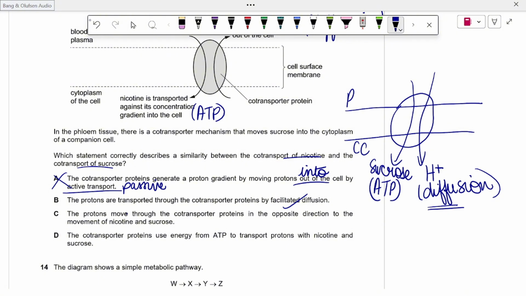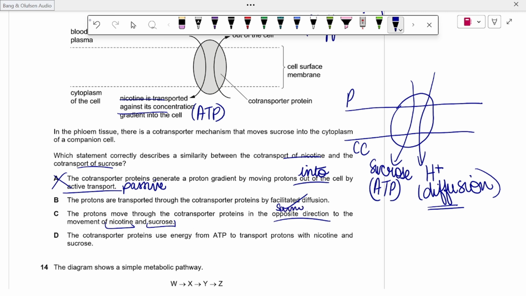The protons move through the co-transport protein in the opposite direction to the movement of nicotine and sucrose. The protons move through the co-transport in the same direction as the sucrose and in the same direction as the nicotine. सेल के अंदर जा रहा है आपका निकोटीन, तो बिल्कुल सेम डायरेक्शन होता है. So this sentence is also wrong.